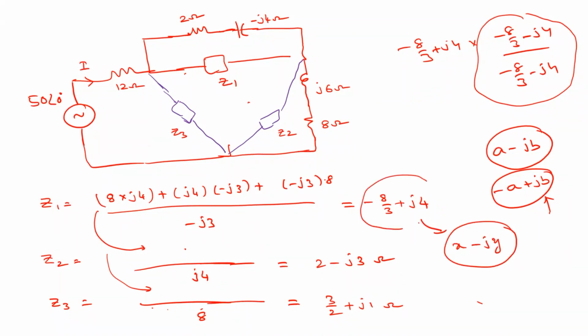Okay, there is nothing wrong. You can directly use this Z1. Instead of Z1, you can use that minus 8 by 3 plus j4. So there is nothing wrong here. The final answer for this particular problem is 3.666 at an angle of minus 4.2 degrees. So that is the current.